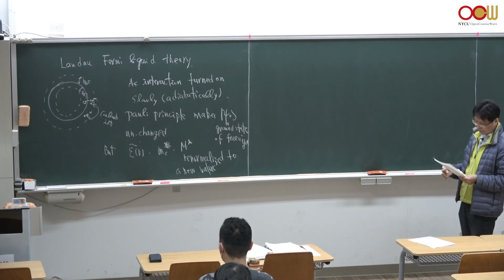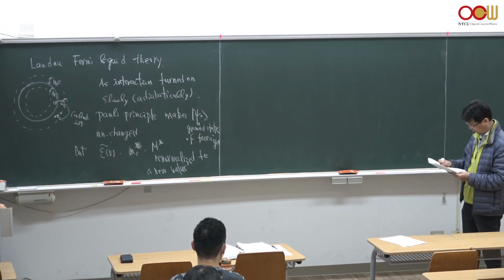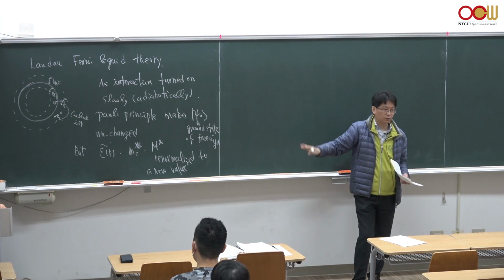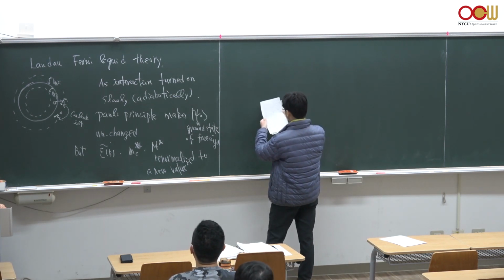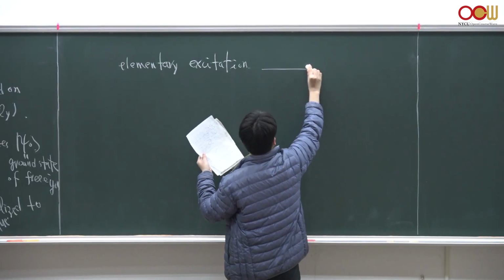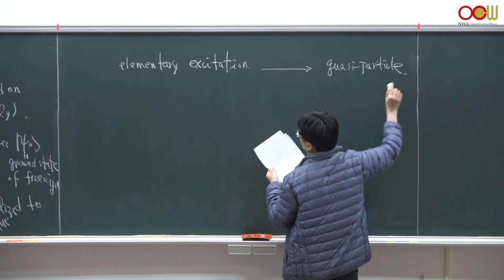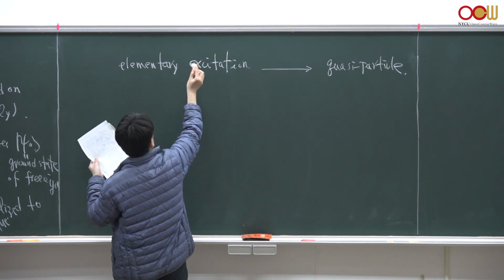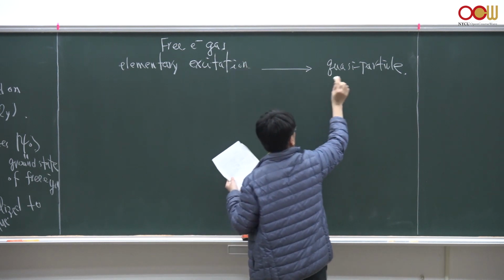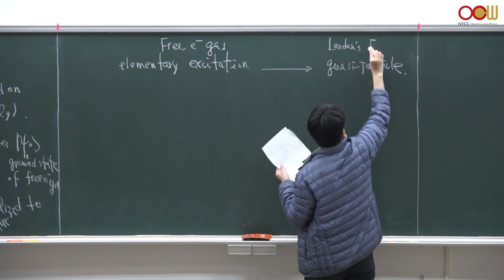And suppose these interactions turn on very, very slowly, so that this won't disturb the system too much, then this kind of Sommerfeld free electron model is still very useful. And then we could have such so-called elementary excitations to get some kind of modifications. So coming from this free electron model to Landau's Fermi liquid picture.